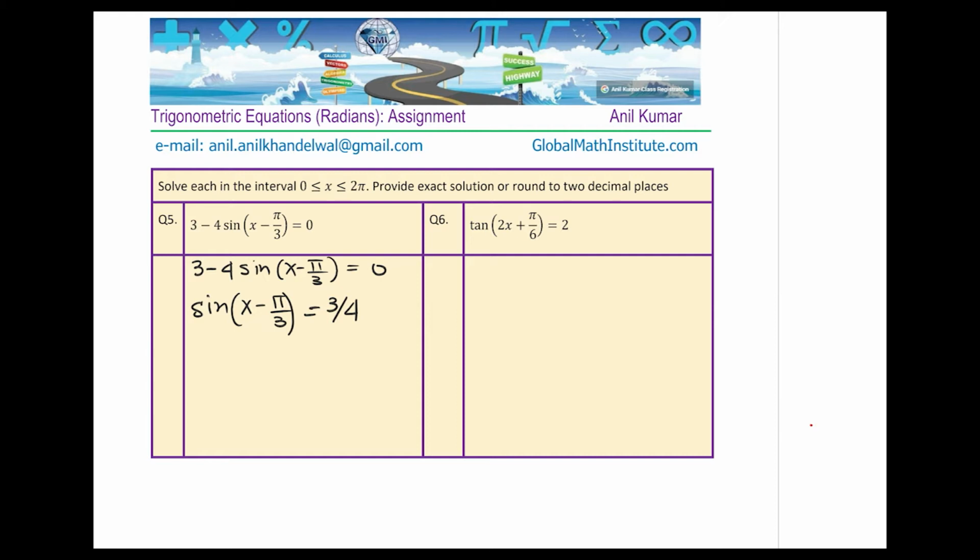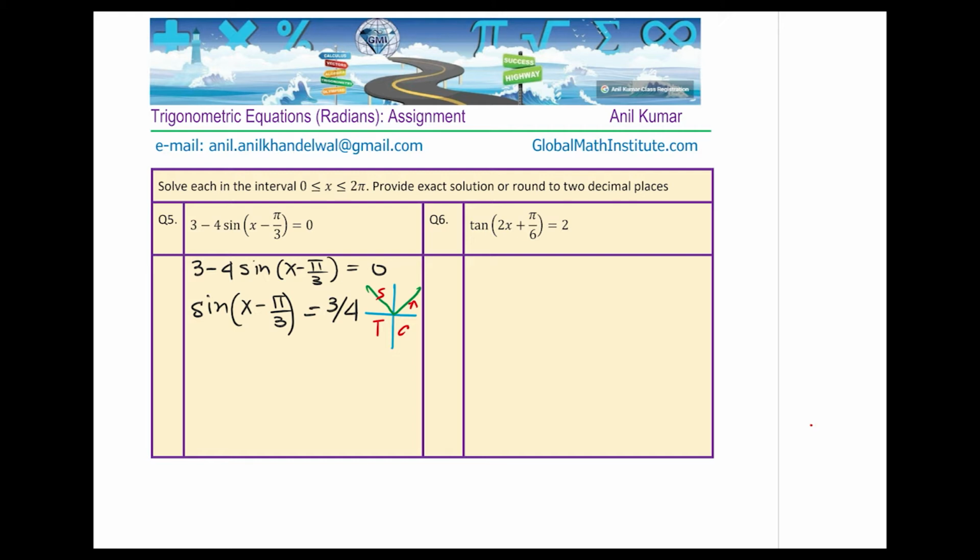Since the value is positive, we again expect the solution in quadrant 1 and in quadrant 2, sine being positive. Now this has been translated, x minus pi by 3, so it has moved pi by 3 units right. Remember this part. This portion has moved pi by 3 units right. Perfect. Keep that in mind. So first things first, let us find the related acute angle, and then we'll find all other solutions.